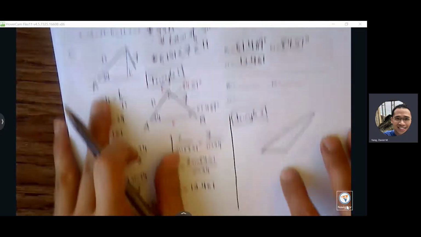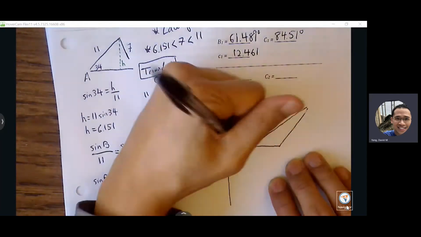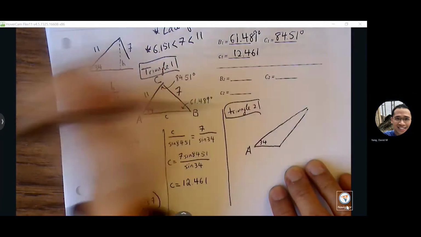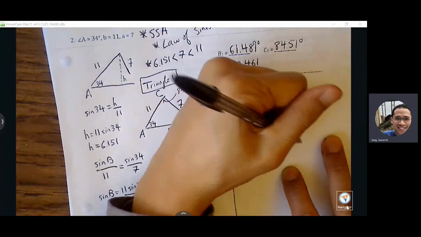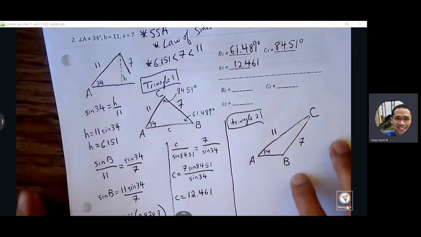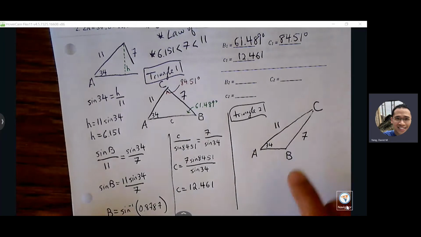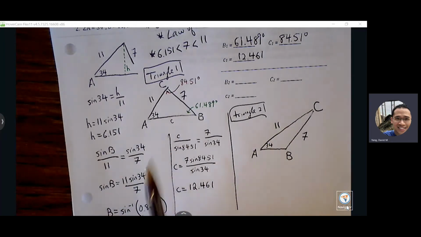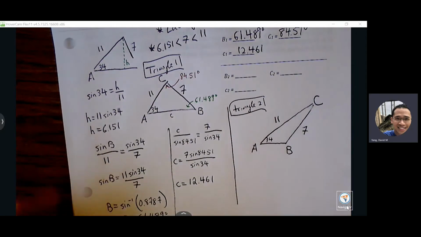All these values from the beginning given are all going to carry over. So we got angle A, which is 34. You got side B, which is 11. Side A, which is 7. Okay. We know how the triangle is going to look. We have the initial information, but there's something that we can carry over from the first triangle. Do you know what that is? There's information from the first triangle that's going to help us initially with the second triangle.